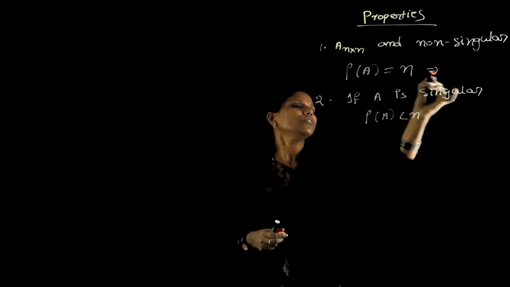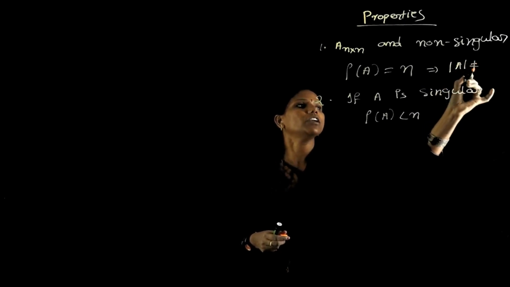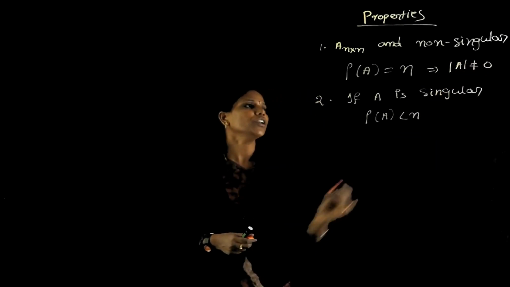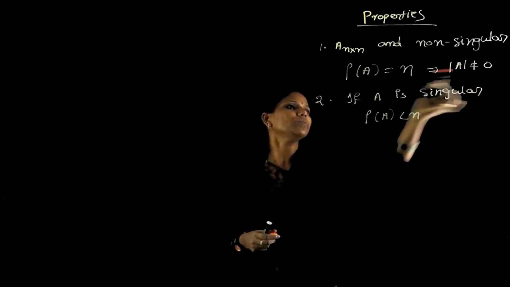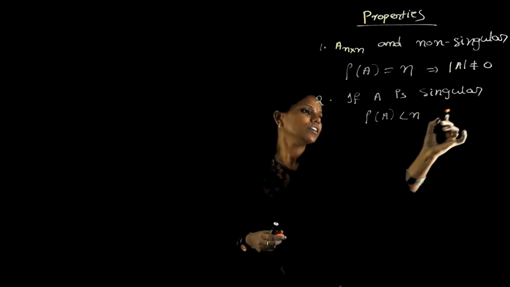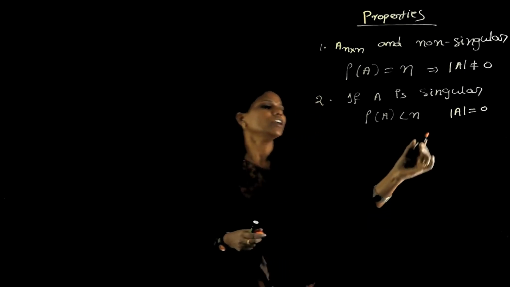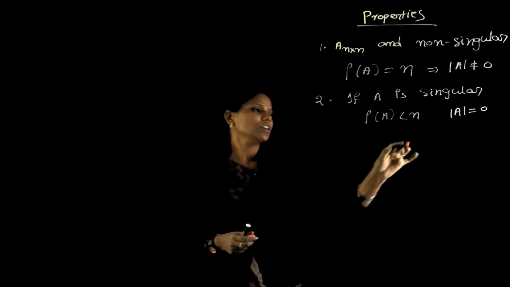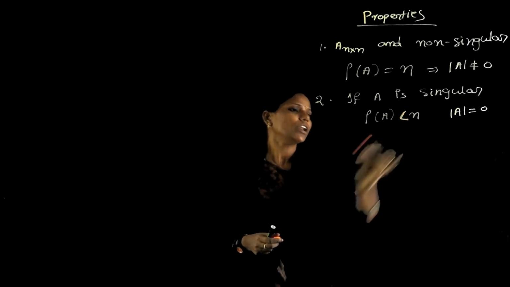Why here? If it is non-singular, what does it mean? Determinant of A is not equal to 0. So according to the basic definition, determinant of A not equal to 0, rank of A is the order of A. If A is singular, in this case, determinant of A is equal to 0. So automatically the rank of A is less than n.